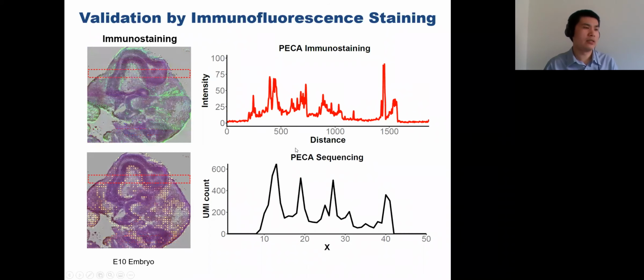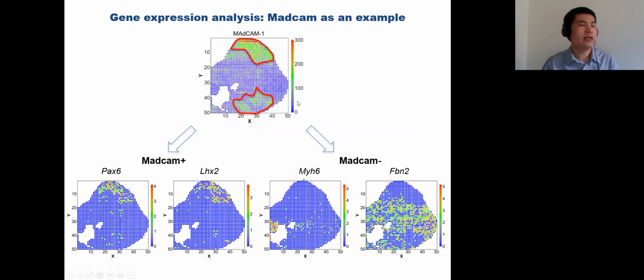protein counts data. So another thing I want to mention here is that we can really do protein-guided analysis of genes. For example, this MEDICAM protein is highly aggregated in this midbrain region, and by taking cells or spots from this region, we can further analyze the MEDICAM-plus cells and MEDICAM-minus cells.